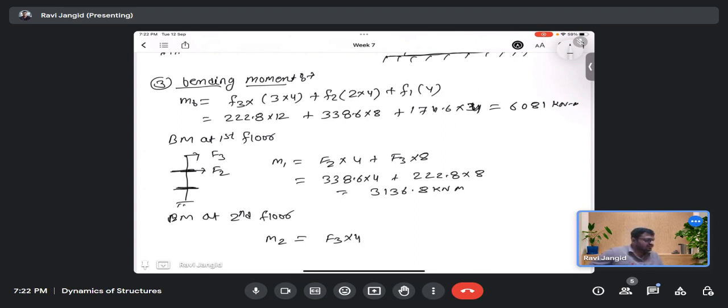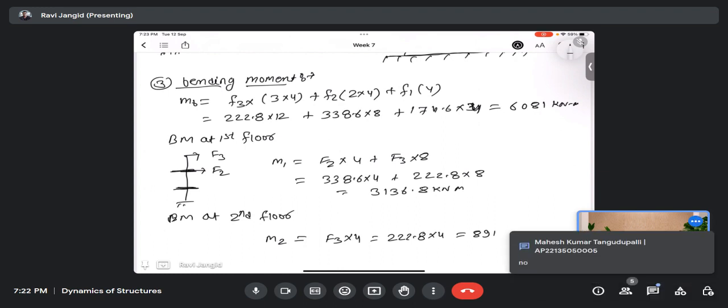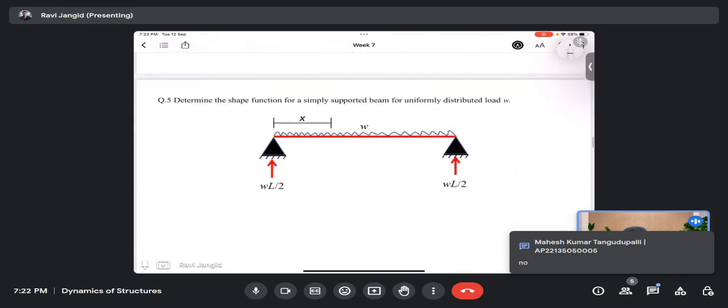Okay, so that would be the F3, how much? That is 22.8 into 4, so you will be getting 891. Is it okay? Any doubt? This is our question. Any doubt in this question? If not, let us move to a very simple question.